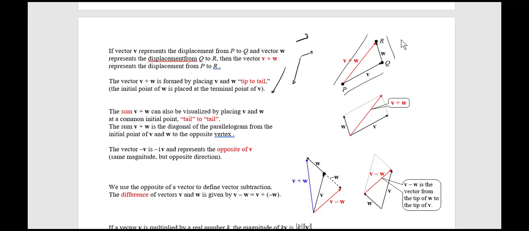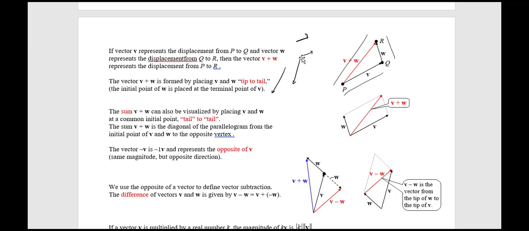The initial point of w, so the point where w vector starts, is placed at the terminal point of v, the place where v ends. P is the initial point of v, q is the terminal point of v, q is the initial point of w, and r is the terminal point of w. The initial point of the first vector in the sum to the terminal point of the second vector in the sum is the sum vector, p to r in this case. It's a lot to say outright, but visually I think is the best way to think of it.